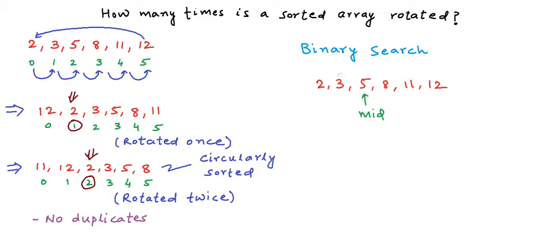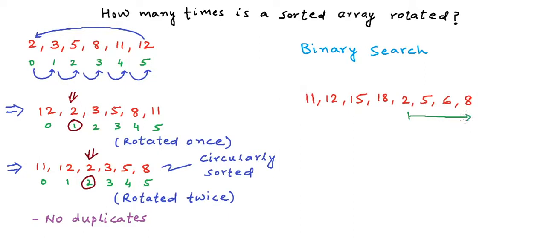If it is not the element that we are looking for, we either go searching towards the left or we go searching towards the right, based upon whether the element that we are looking for is greater than or less than the middle element. So at each step, we divide the problem into searching something in half the array. At each step, we discard half of the elements, we discard half of the search space, and we keep on going until we find the element.